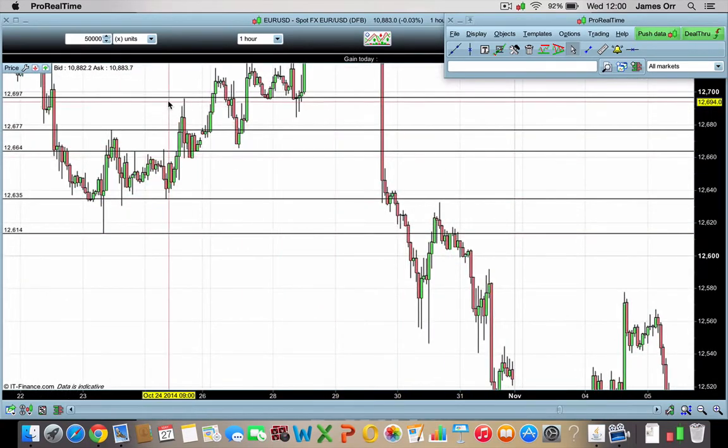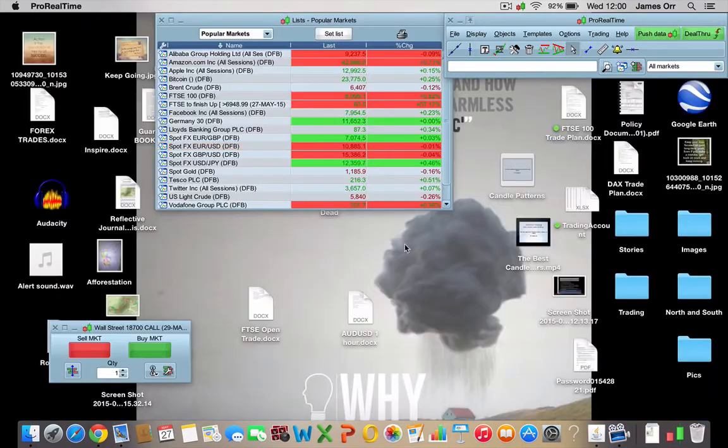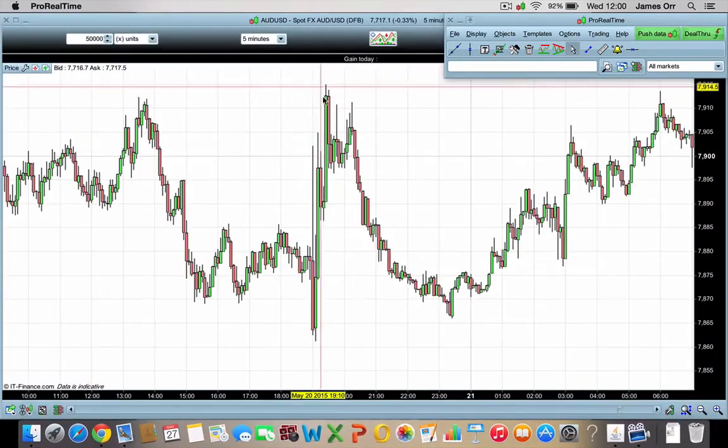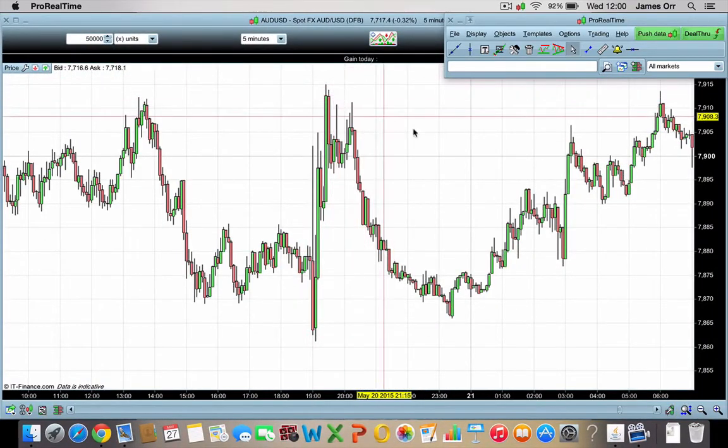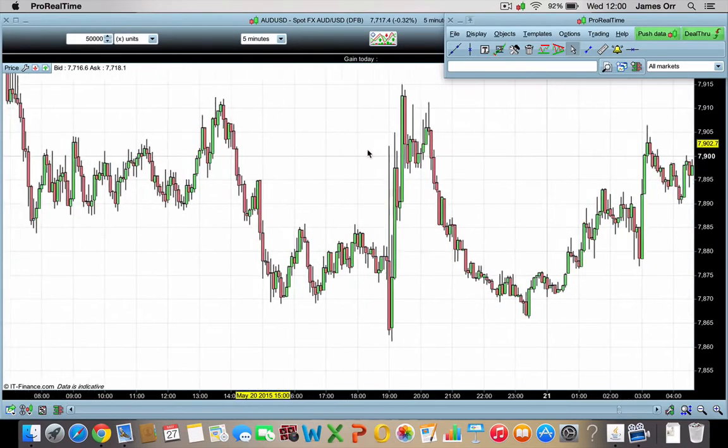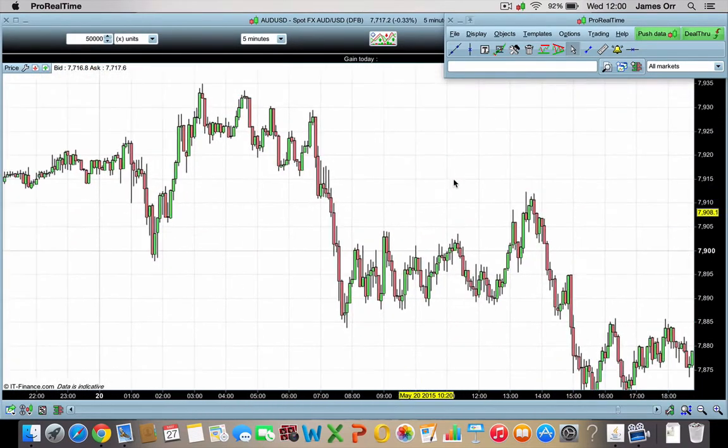Okay, so that's the 1 hour chart. I'm going to drop down onto the 5-minute chart on a different pair. I'm going to show you that it works exactly the same on the 5-minute, and I'll also show you a quick trick for drawing support and resistance. This is what I used to do when I first started.